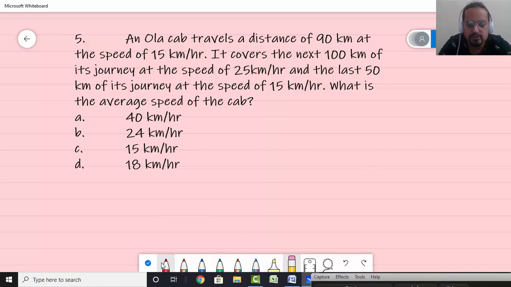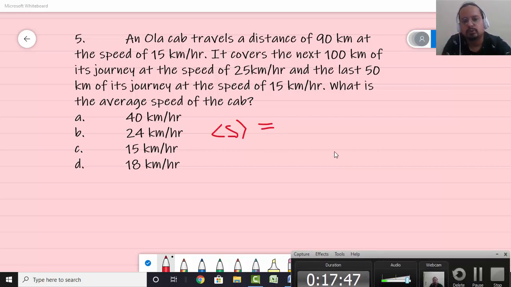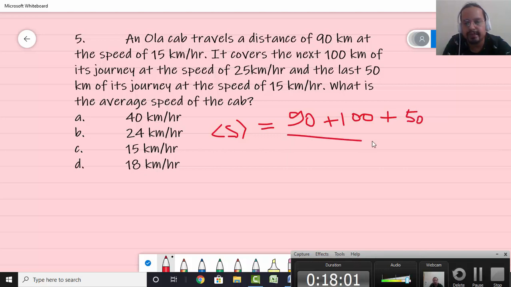Right. So this is based on the formula of average speed, and average speed is given by total distance by total time. So what will be the total distance? Let's write it down. The first part of the distance is 90. The second part of the distance is 100, and the third part of the distance is 50. Now total time. You don't have time given here, right?